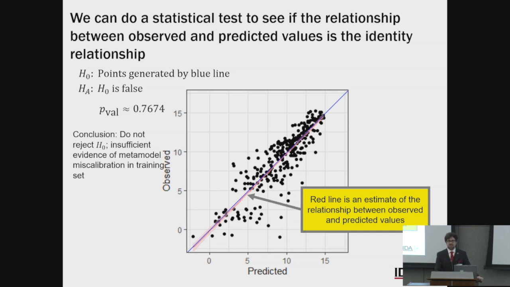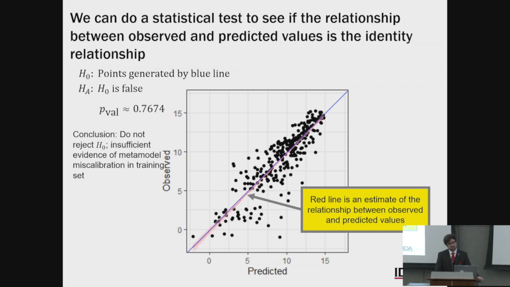We can even do a statistical test that asks if these two things are equivalent. Under the null hypothesis, we have that one-to-one relationship, and under the alternative, we don't. If we get a large p-value, then we don't reject the null hypothesis and say, all right, we don't have evidence of miscalibration. So that's looking at the relationship between predicted and observed in the training data, right? The data that was used to fit the statistical model.